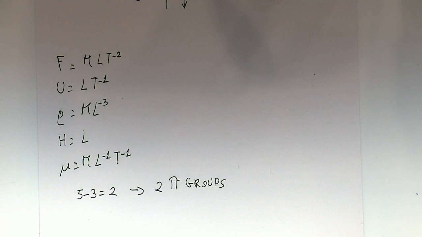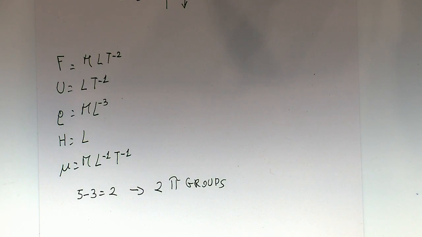Based on what I just told you, would you choose F to be a repeating variable? No. Why? Because there is H with one dimension, U and rho with 2. F has 3, so it is the most disadvantaged. Dynamic viscosity, you have 3 dimensions. Again, same story. You can ask me, but I want to choose F and mu as repeating variables. May I use them? For sure. Absolutely, you can. But the computations will be more difficult.